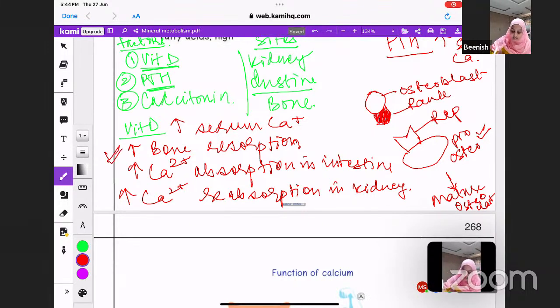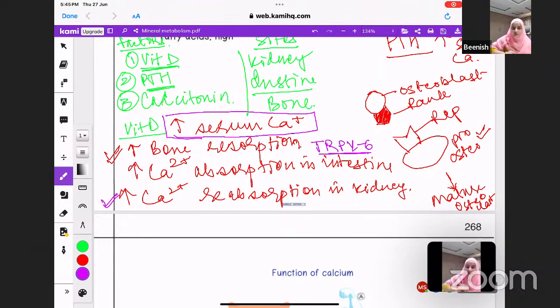Now talking about increased calcium absorption in the intestine, how is this taking place? Vitamin D increases the level of a particular transport channel known as TRPV6, and a calcium binding protein known as calbindin. So this is going to increase calcium absorption in the intestine. And in the kidney, it is also going to increase calcium reabsorption. So there is more reabsorption of calcium in the kidney. So all of these three effects together are going to increase serum calcium. Okay.